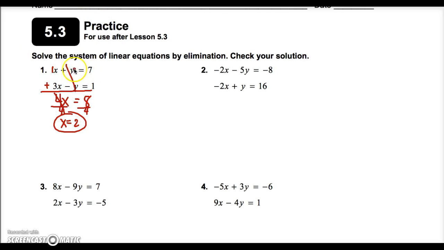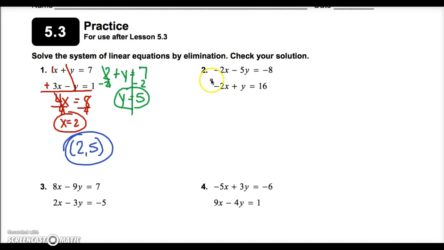Again, I'm going to plug it into the first equation since that has a positive y. I won't have to deal with that negative. But instead of the x, I'm going to put a 2 because that's what we just figured out x would be. So I have 2 plus y equals 7. And I'm going to subtract 2 on each side. So y equals 5. So your ordered pair for this one is (2, 5).